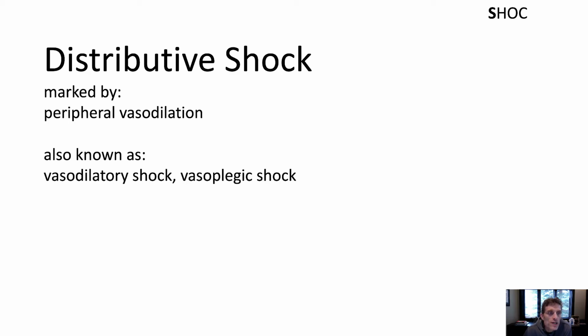So what is this marked by? I'll give you a second to think about this. It's marked by peripheral vasodilation, right? We know that. The vasculature is slack, so to speak. Other names for this type of shock include vasodilatory shock and vasoplegic shock. What are some causes of distributive shock?